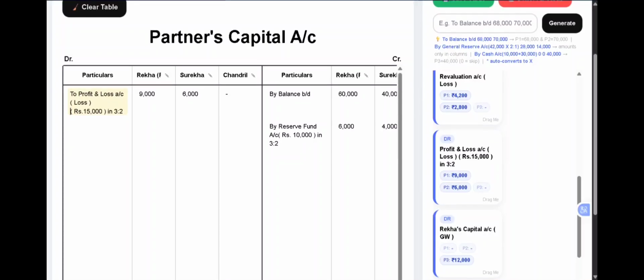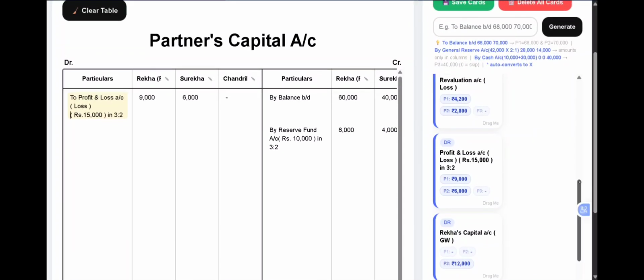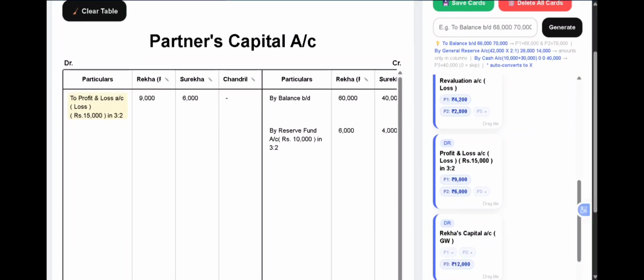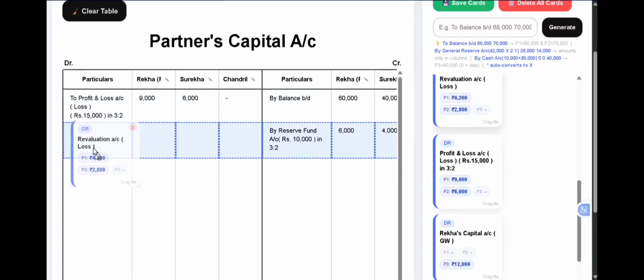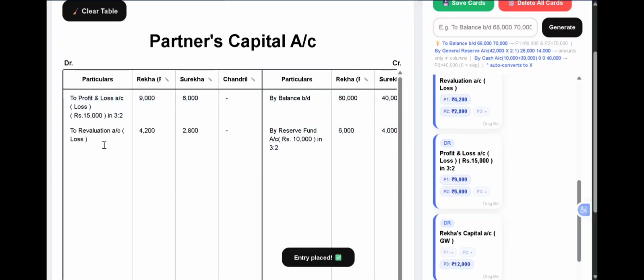Now here we got revaluation loss. So loss on revaluation again should be distributed to the old partners on the debit side. So the loss we had already distributed in the revaluation account. So for Rekha it is 4,200 and for Surekha it is 2,800. So all the entries related to old partners are being brought down now. So now moving on to the new partner Chandrika.